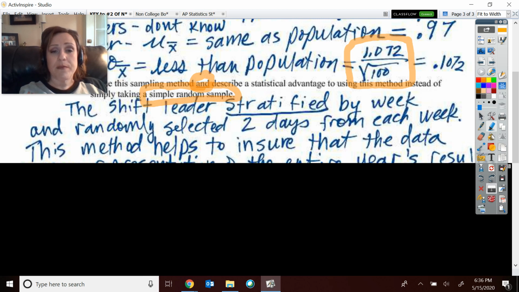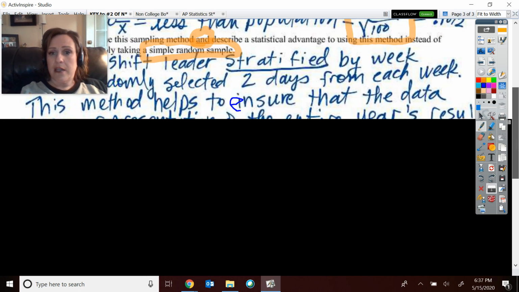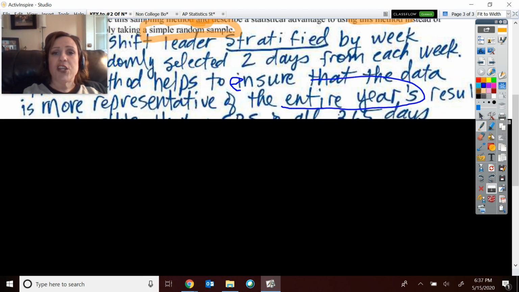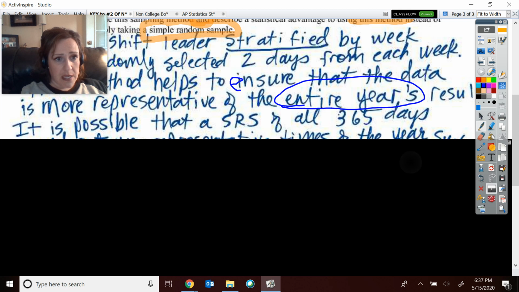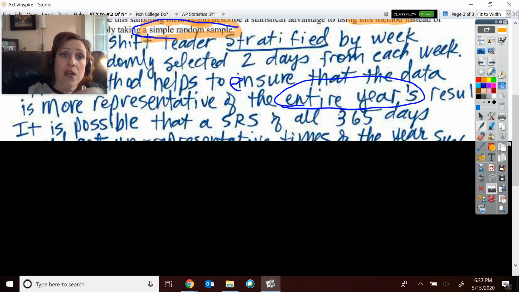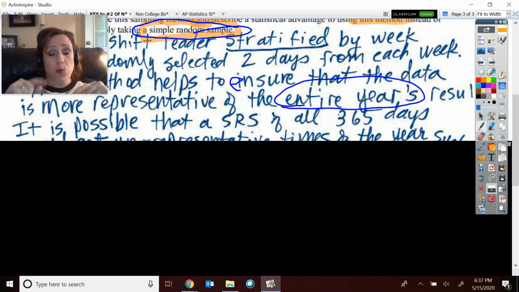Now that's the method. Here's why it's good. And I've been told this is to ensure with an E. This method helps to ensure that the data is more representative of the entire year's results, because, and then you had to make sure you addressed what could happen bad with a simple random sample. Don't just stop there. Elaborate specifically what could go wrong with a simple random sample.